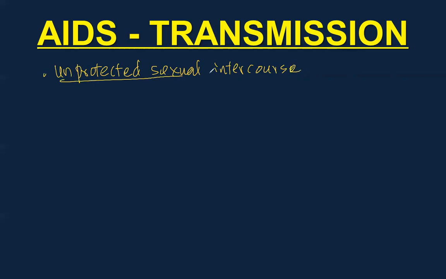And how do we get it? How is it transmitted? It is transmitted by unprotected sexual intercourse. Okay, if people have unprotected sexual intercourse, that causes the disease. What's unprotected? It means without using condoms. And the second one, blood transfusion. How? From infected people, right?